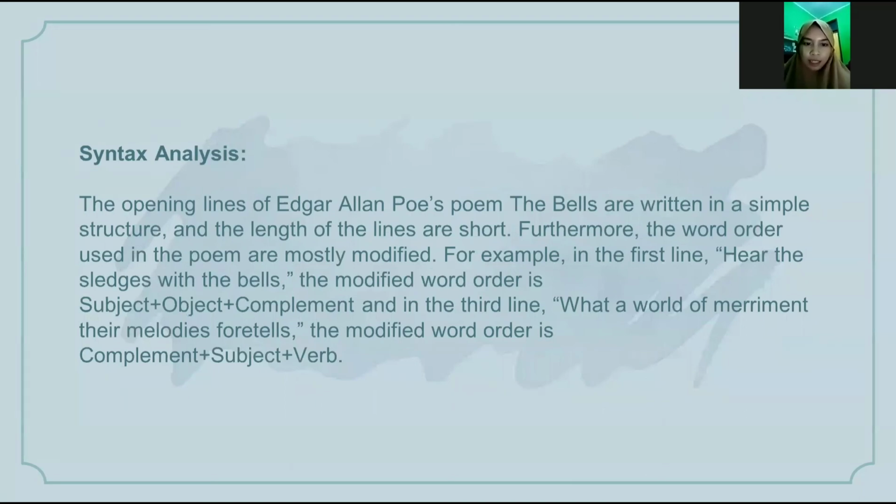Next, syntax analysis. The opening lines of Edgar Allan Poe's poem The Bells are written in a simple structure, and the lines are short. Furthermore, the word order used in the poem is mostly modified. For example, in the first line, hear the sledge with the bells, the modified word order is verb plus object plus complement. And in the third line, what a world of merriment their melody foretells, the modified word order is complement plus subject plus verb.